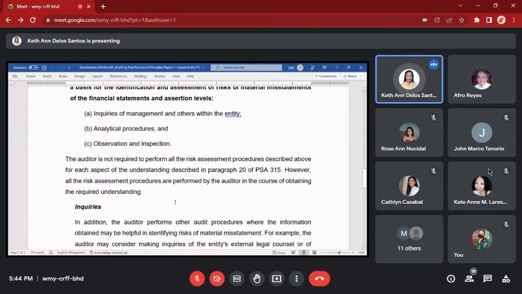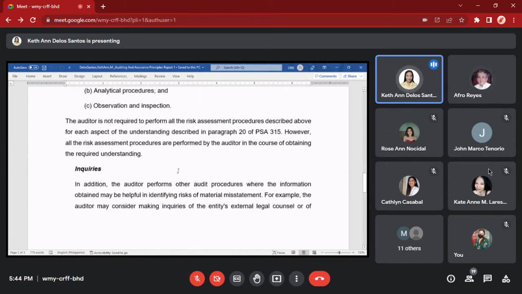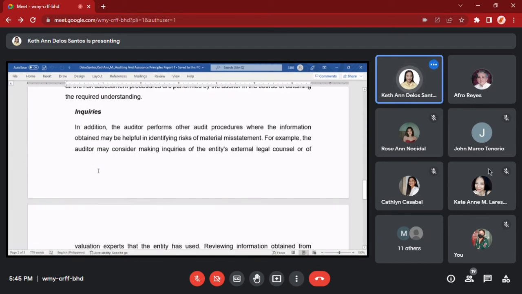Pwede nilang hindi magamit yung itong tatlong risk procedure na binanggit dito, pero pwede siyang magamit para ma-obtain yung required understanding. For letter A, yung inquiries, in addition, the auditor performs other audit procedures where the information obtained may be helpful in identifying risks of material misstatements. Ito daw yung pag-inquiries daw, isa pa daw siyang way para ma-identify ng mga auditor yung risk of material misstatements.